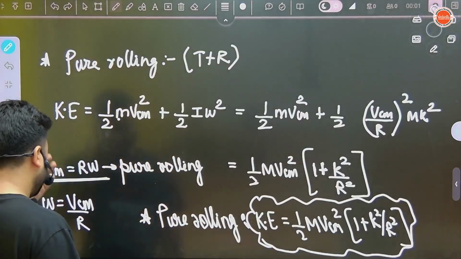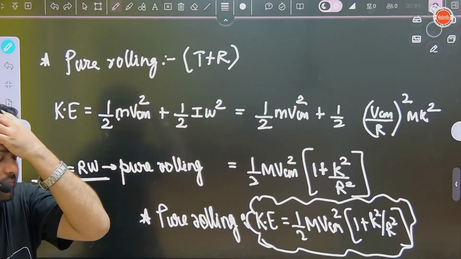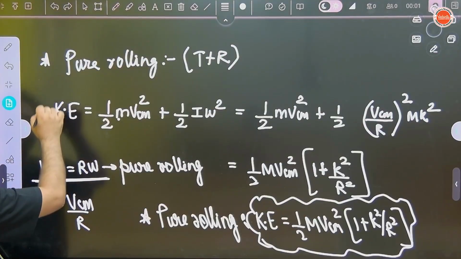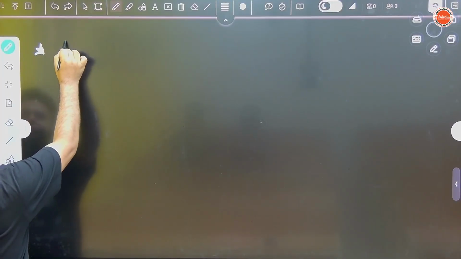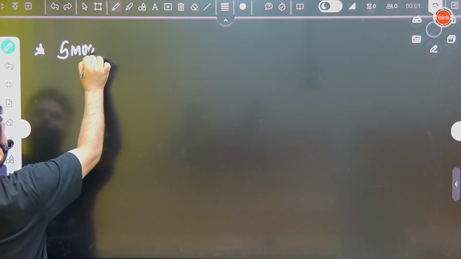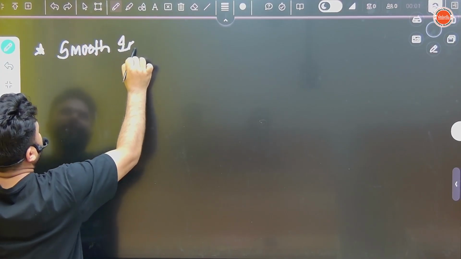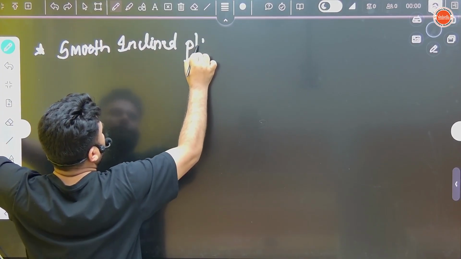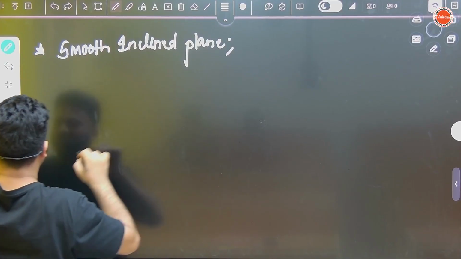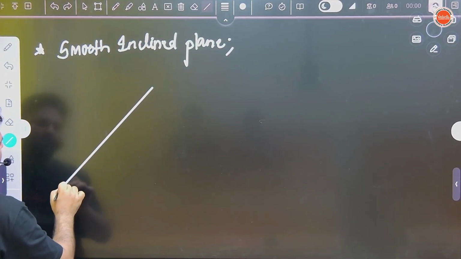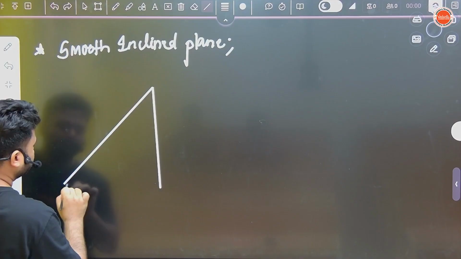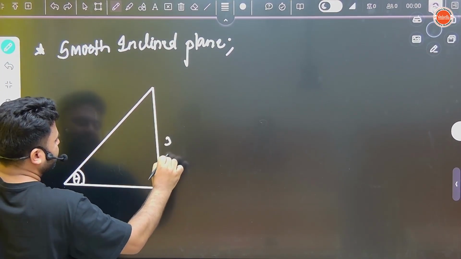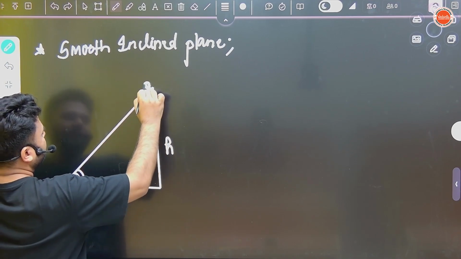Okay. Last 5 minutes I will take. See, smooth inclined plane. Suppose that we have a smooth inclined plane. Directly I am writing the formulas. We don't have time. Suppose we have a smooth inclined plane. This is theta. This height is h. There is one object like this.